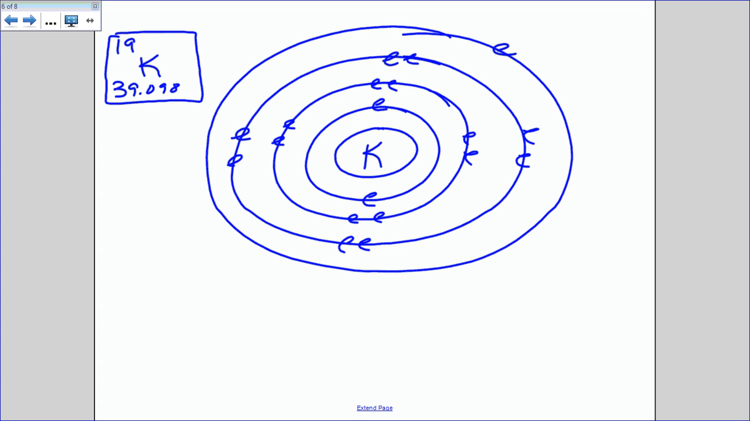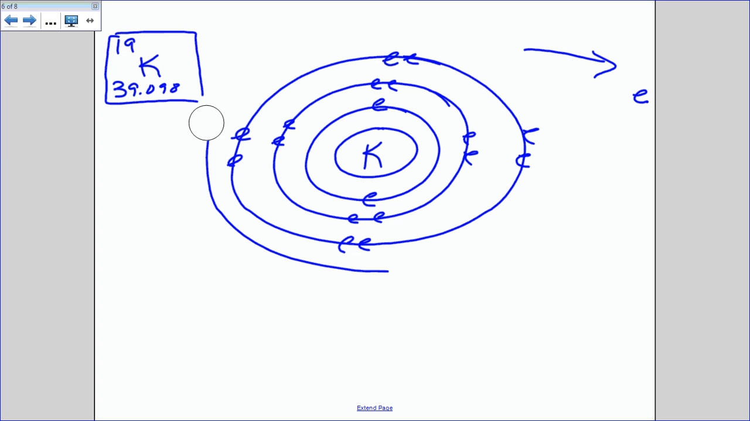Is it going to be easier for potassium to get 7 or to just give away 1? Give away 1. So this is where potassium said, hey, I'm going to take the easiest route and I'm going to try to get that valence shell full. And if I give away 1 electron and it goes over here somewhere else, then this outermost energy level disappears and the potassium will be full.